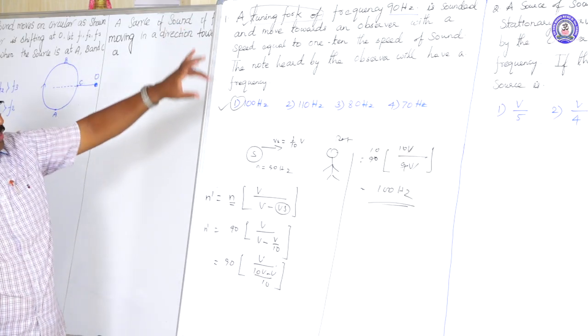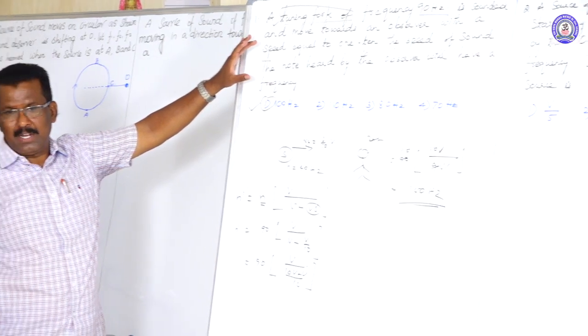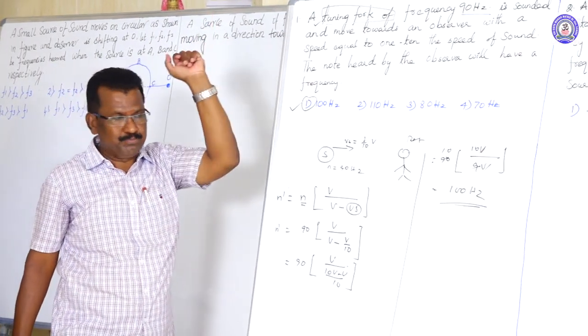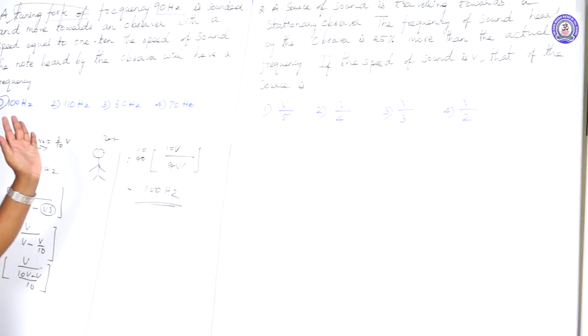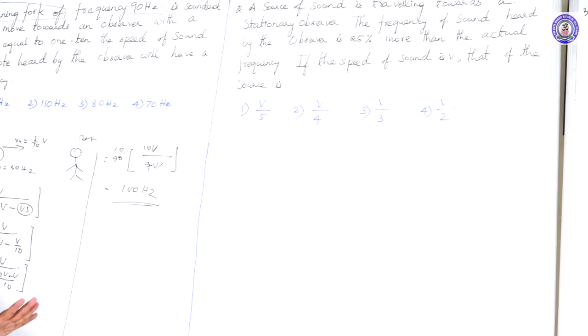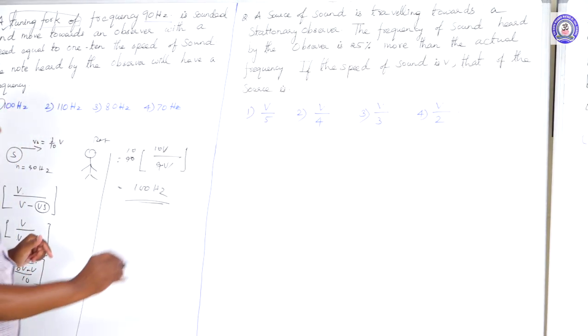So we are going to do the problems. First read the question carefully and always remember the two important tricks. Okay, second one. A source of sound is travelling towards a stationary observer. Again, the observer is stationary. The source is moving towards a stationary observer.